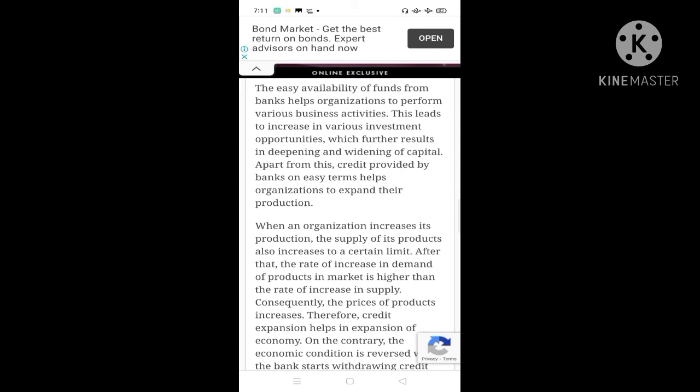Okay, when banks give credit to the business organizations, they can use those funds for productive activities, which will increase investment, and investment opportunities will be enhanced, and the capital accumulation will increase, which will ultimately lead to the increase in production and economic growth of the country.